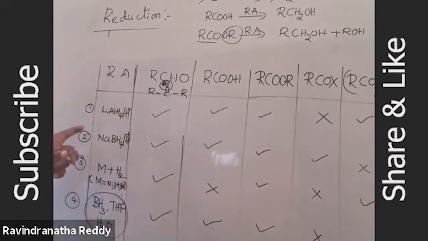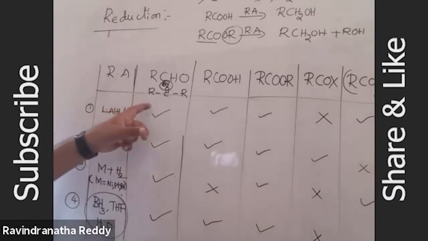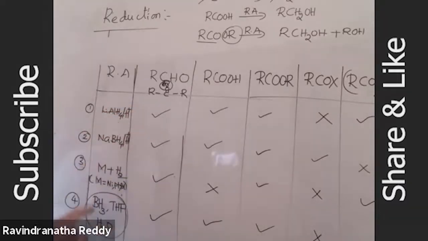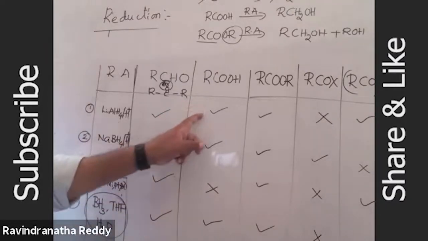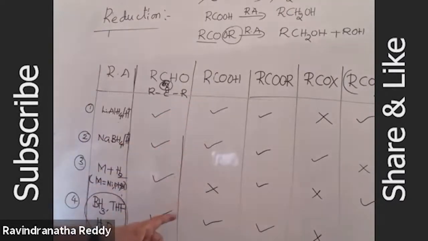Next, the carbonyl compound: out of these four, you can use any one. For the carboxylic acid condition, don't use metal hydrogen; you can use lithium aluminum hydride, sodium borohydride, or BH3 tetrahydrofuran, any one. For the ester condition, you can use all.